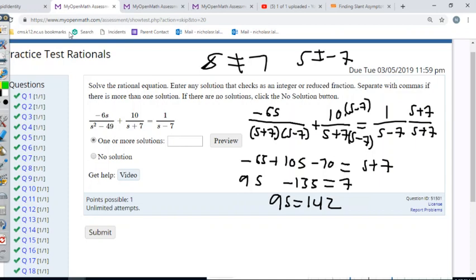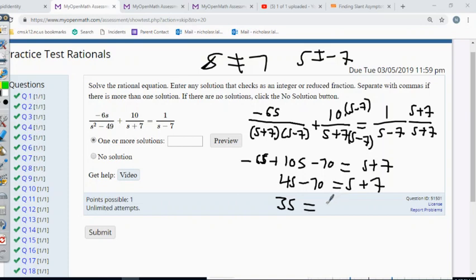Okay. So you have s plus 7 is equal to 10s minus 70. Oh, that's negative 6s. Okay, that's why. That's not negative 65. That's negative 6s. So negative 6s plus 10s, so that's going to be 4s minus 70 is equal to s plus 7.